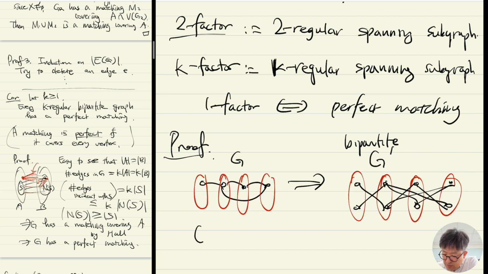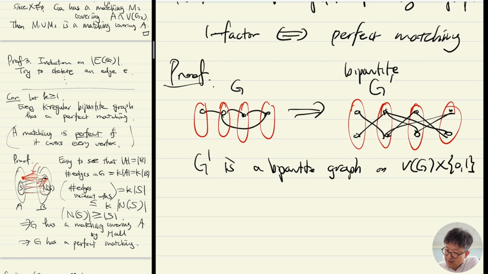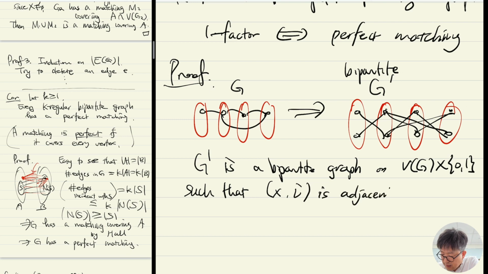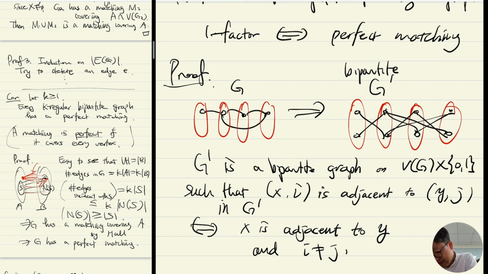So G prime is a bipartite graph on V(G) times {0,1}, such that Xi is adjacent to Yj in G prime if and only if X is adjacent to Y and i is different from j. Oh, but no, that's not a good idea. Let me go back a little bit.